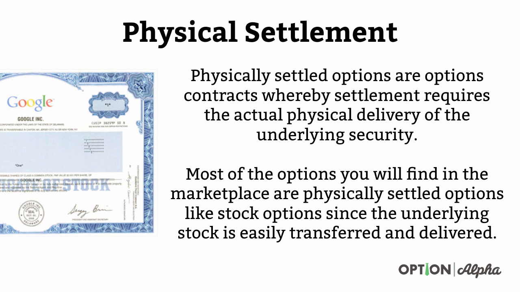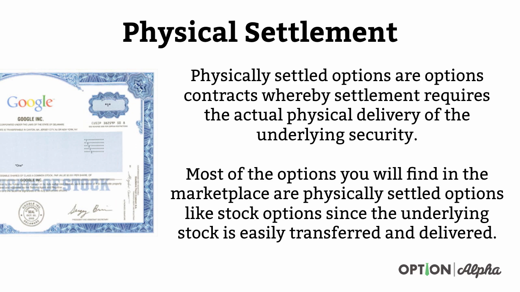We've got a couple more things that we need to cover. First, we need to cover the difference between physical and cash settlement. Physical settlement are options contracts whereby settlement requires the actual physical delivery of the underlying security. Most of the options you'll find in the marketplace are physically settled options, like stock options, since the underlying stock is transferred and delivered. This is what we've generally talked about all through track 1.